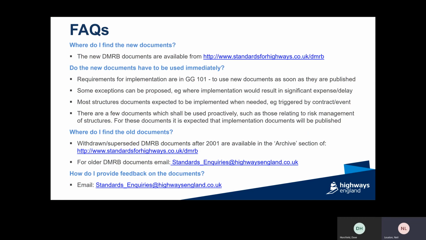So one of the key questions is around the new documents and how they're to be used. Now, this principally applies to Highways England. So the requirements for the implementation of the documents are contained in another standard, GG 101. And the message from this document is that all new documents should be used as soon as they're published. There are some exceptions to this and can be proposed where implementation will result in significant expense or delay to contracts that are already well underway.